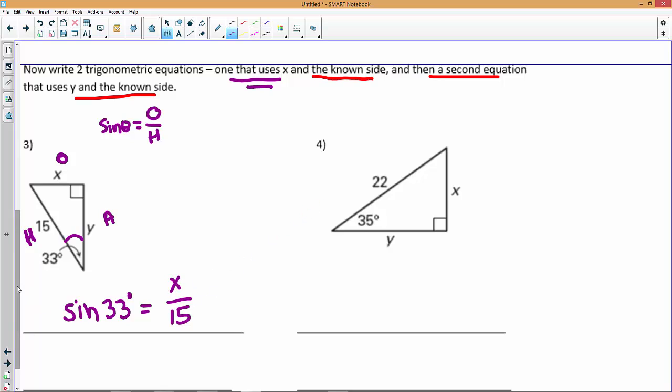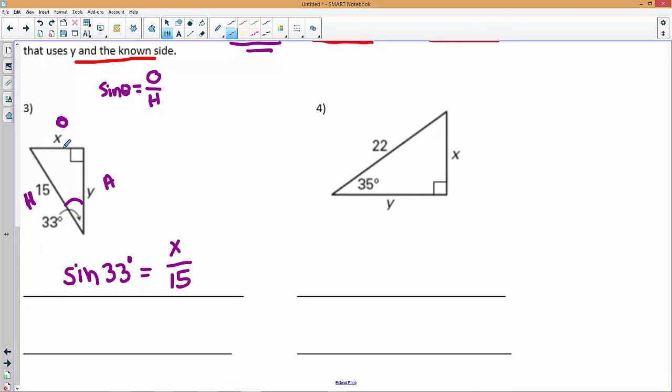And for y, if I don't want x at all, I want the y value and my known value. That's adjacent and hypotenuse. Which formula has adjacent and hypotenuse in it? I hope you remembered. So cosine of 33 equals the adjacent over the hypotenuse. All right, so if for whatever reason you haven't done any of these on your own, pause the video right now and try this.